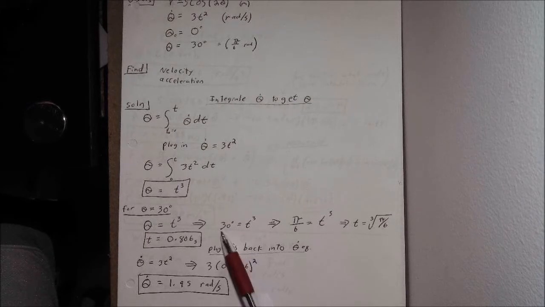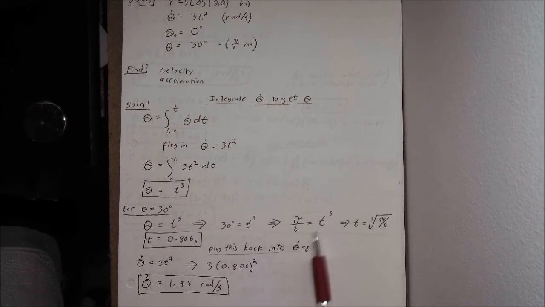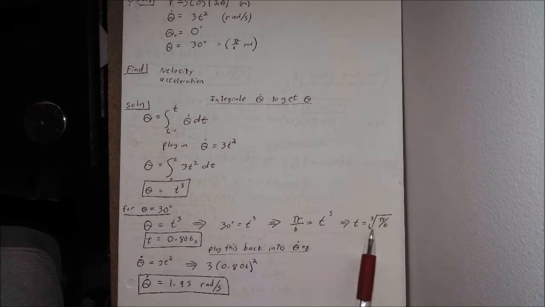So first thing we want to do is realize we're dealing in radians per second and radians. We need to get from degrees to radians. We've already done that conversion up top here. This is pi over 6. So t cubed is equal to pi over 6 for 30 degrees. We can rearrange, take the cube root of both sides, and solve for t. t is equal to the cube root of pi over 6.